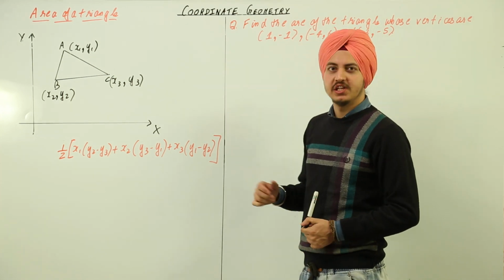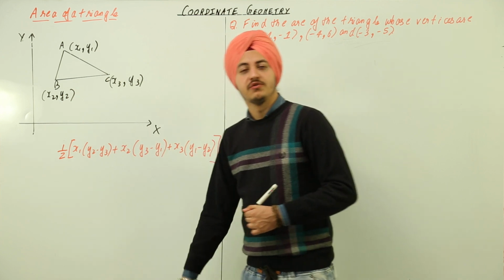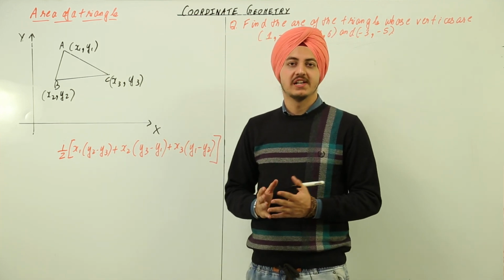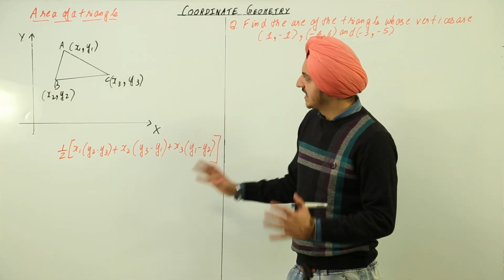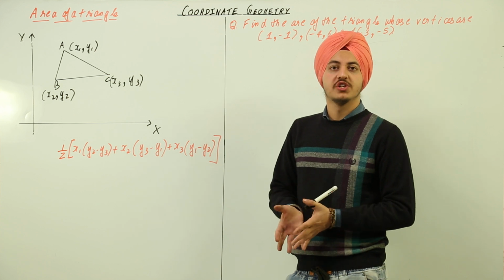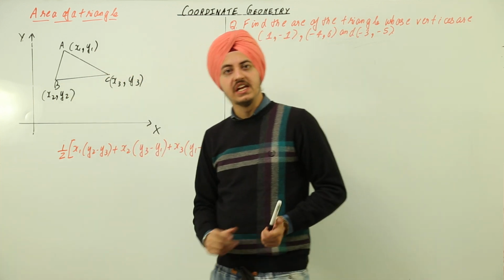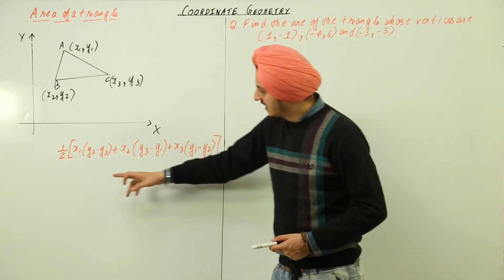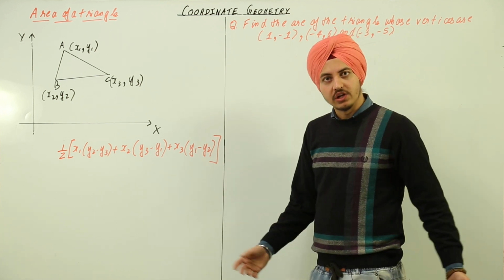Now the next topic in the chapter, coordinate geometry, is area of triangles. First of all, we know the basic formula for the area of a triangle is equal to half into base into height, correct? But in this we are using coordinate geometry to do this. If we are given the coordinates of all three vertices of a triangle, then this is the formula we are going to use to find the area of the triangle.